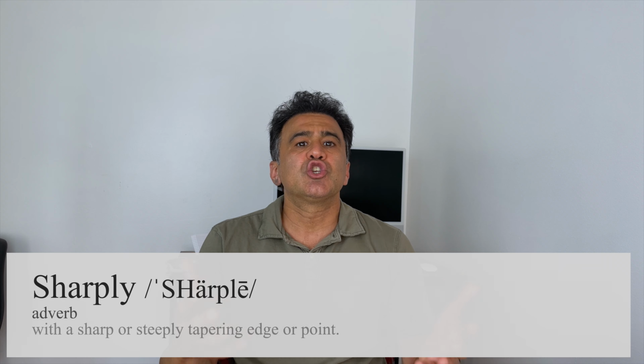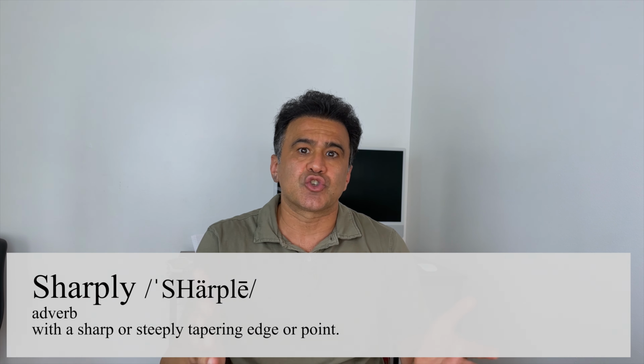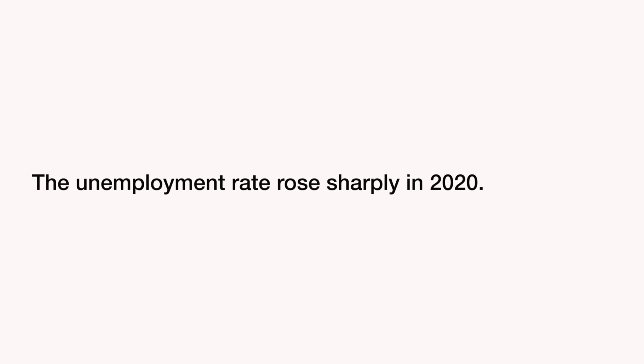The first one is sharply. This word describes a change that is sudden and strong, like a steep slope on a line graph. If something rises sharply, it means the increase was quick and noticeable. For example, the unemployment rate rose sharply in 2020. You could also say the value of the currency fell sharply during the crisis. Use sharply when the change looks like a spike on a chart.